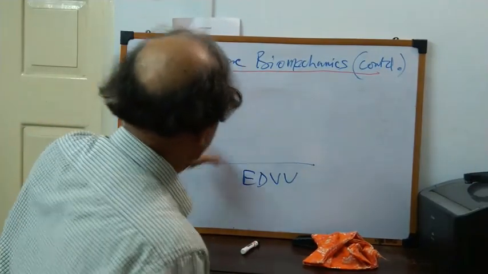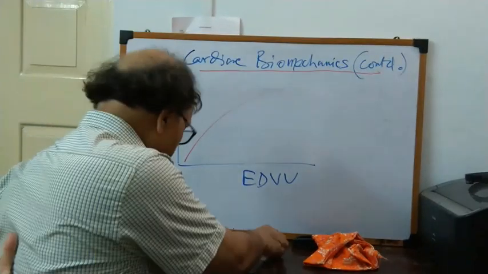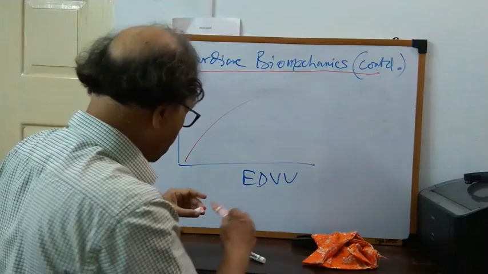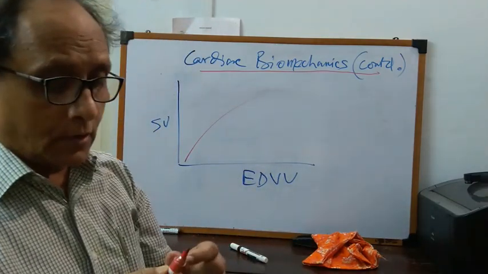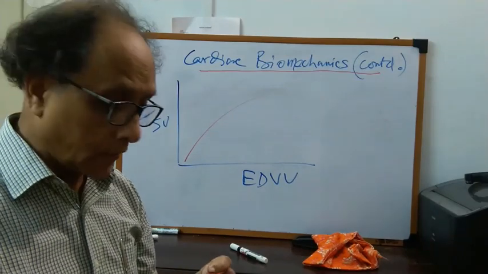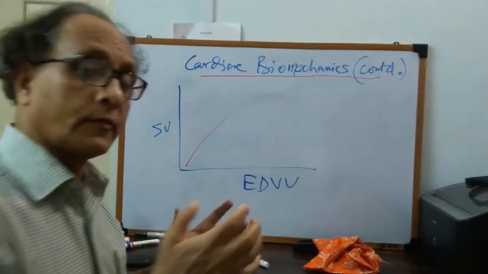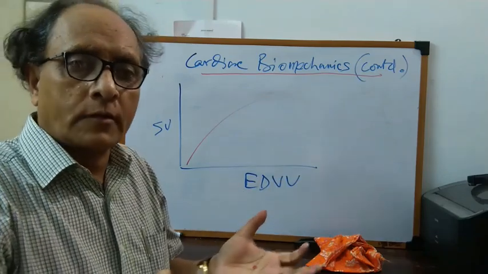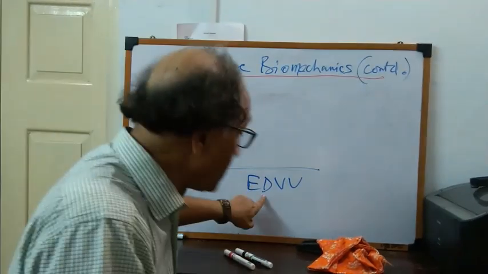So this EDVB, what is EDVB? EDVB is the end-diastolic ventricular volume. What is end-diastolic ventricular volume? End-diastolic ventricular volume is a result of the venous filling or ventricular filling or venous return, and as a result of venous return, it is stretched. The heart muscles are stretched, ventricular muscles are stretched.